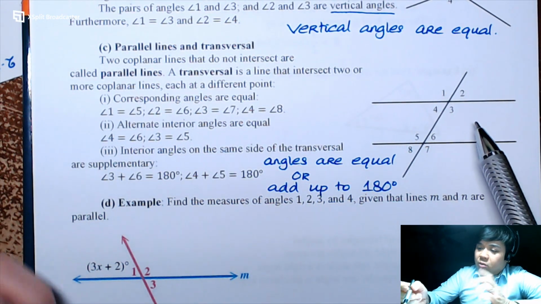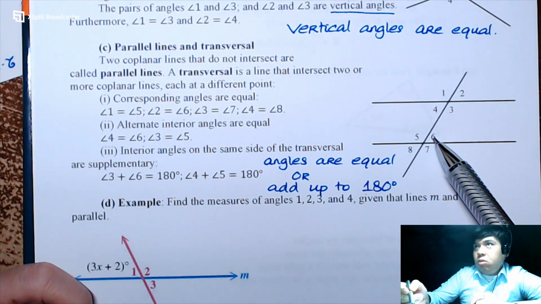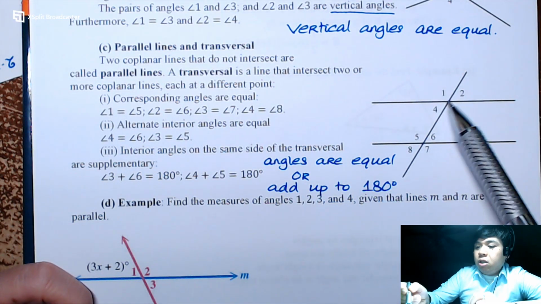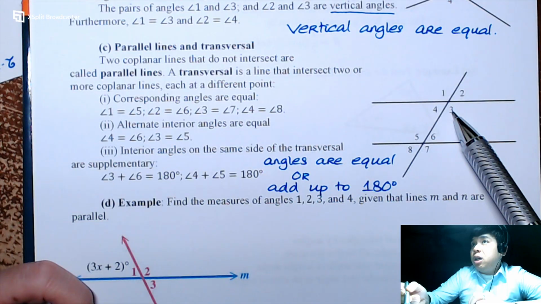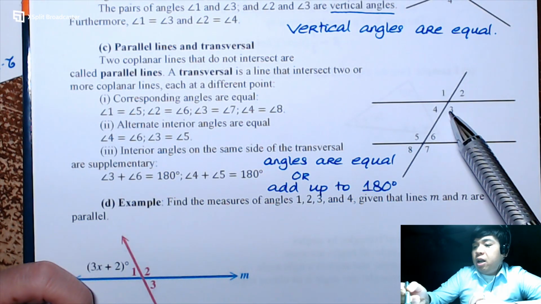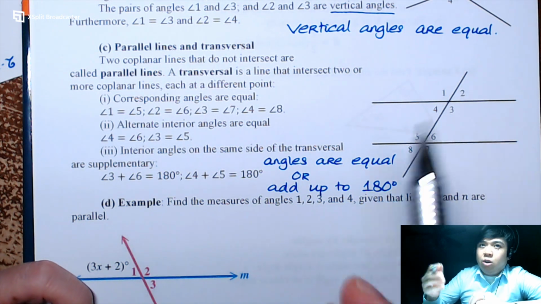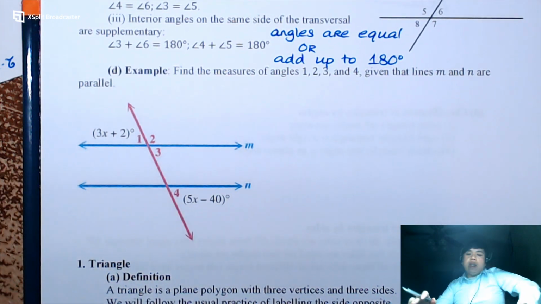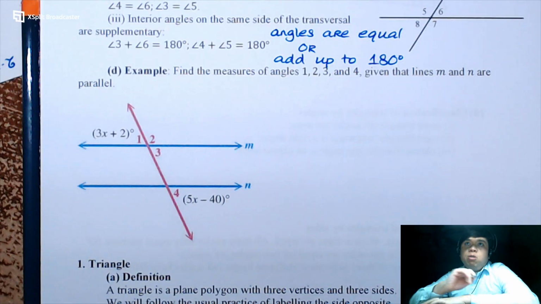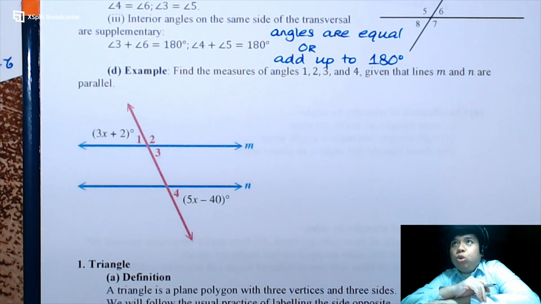Right. Quick check. 4 and 6 are equal, both of them acute. 3 and 6 add up to 180. 4 equals 6. 3 plus 6 equals 180. Those are the relations.